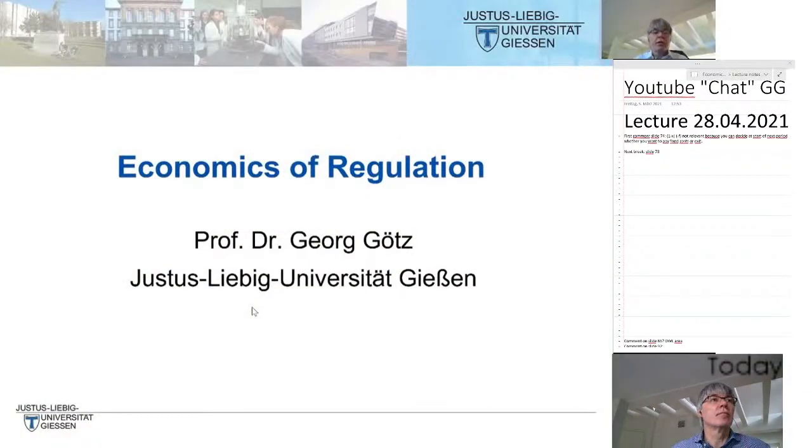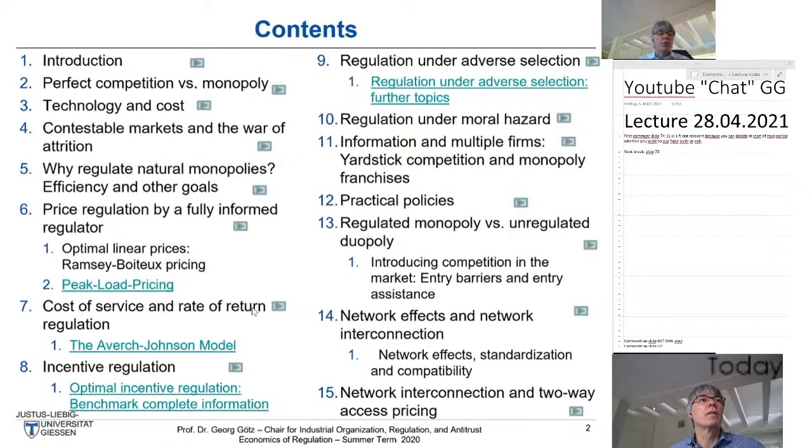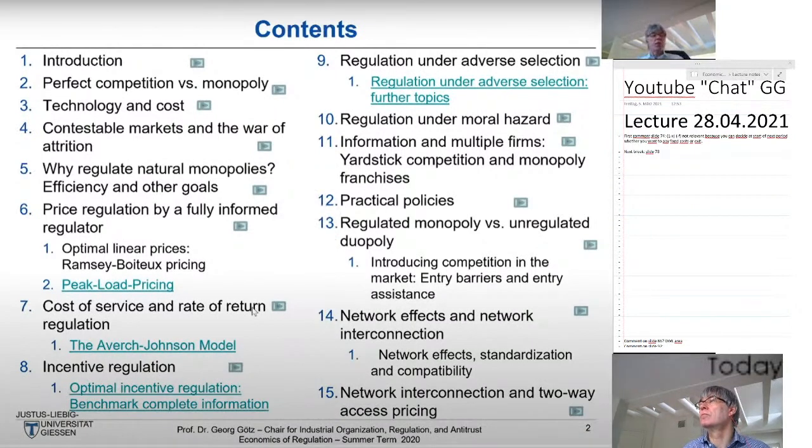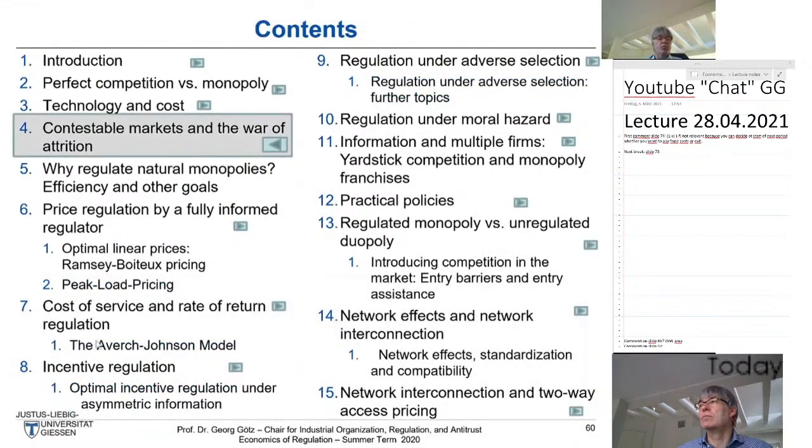Welcome back to our Economics of Regulation course. Today we are going to discuss in chapter 5 why we should regulate natural monopolies, how we do that, and I would like to give you an overview of the history and institutions of regulation. But before I get to that, there are still a few open points in the chapter Contestable Markets and the War of Attrition. So what I want to do is very briefly wrap up what we did last week here and do the remaining parts.